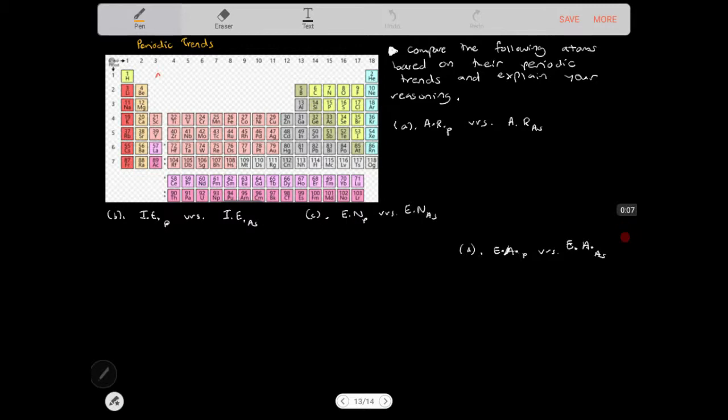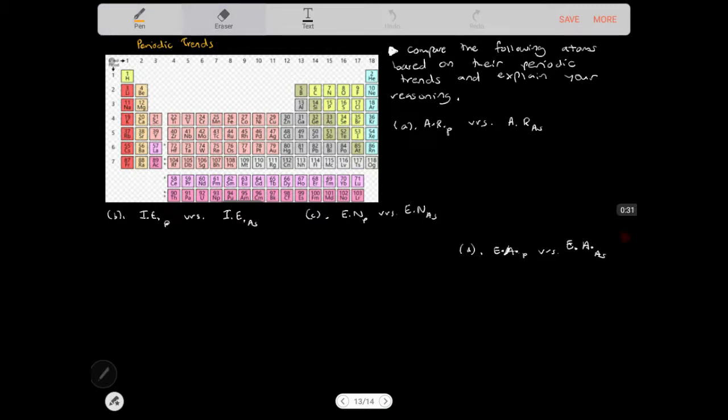Okay, so let's compare the following atoms based on their periodic trends and explain our reasoning. In this case we have the atomic radius of phosphorus and the atomic radius of arsenic. So we're comparing phosphorus and arsenic. We're going to look at 4 different trends: atomic radius, ionization energy, electronegativity, and electron affinity. So let's cross-compare some of these trends, and let's see what kind of general consensus we can get from this.